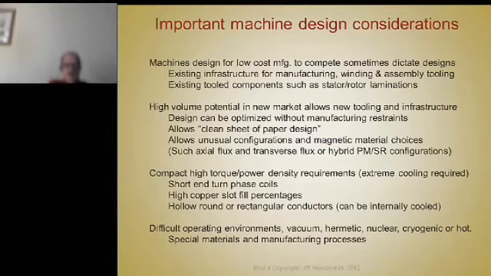If you want real high torque density, you're going to have to use extreme cooling methods, like we already said: short end turns and high copper fill. Maybe even hollow conductors, maybe even heat pipes in the rotors. If you're talking induction machines, spray cooling on the rotors, spray cooling on the end turns of the winding.